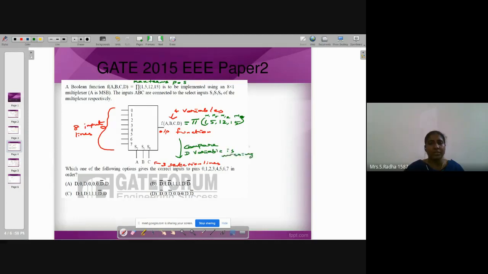Also, they have mentioned that A is MSB. So LSB is missing. So D variable is LSB. So the LSB variable is missing.